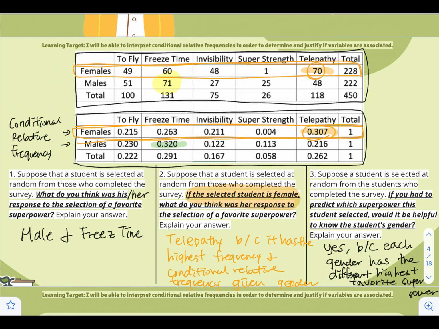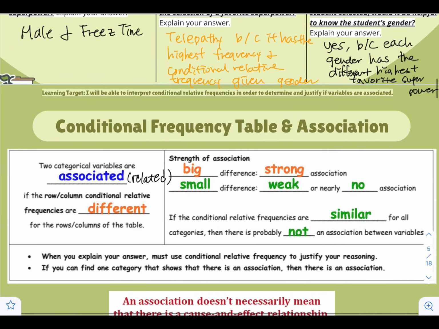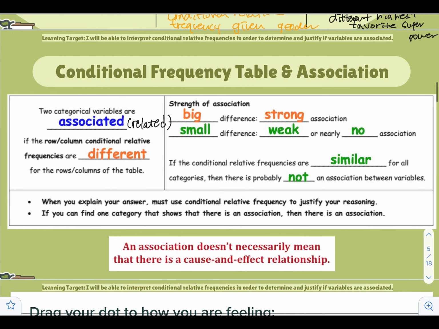But for this case, we can do that. We can predict, we can see some sort of relationship happening based on the gender and their favorite superpower. So that's something that we are going to try to see. And the strength of association: if you see big differences between the numbers, we are saying strong association. Smaller differences, we are saying weak or nearly no association. We are only going to say no association if there's no difference at all.